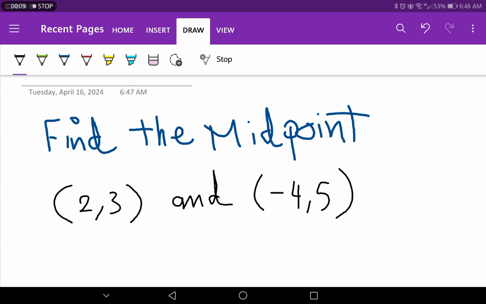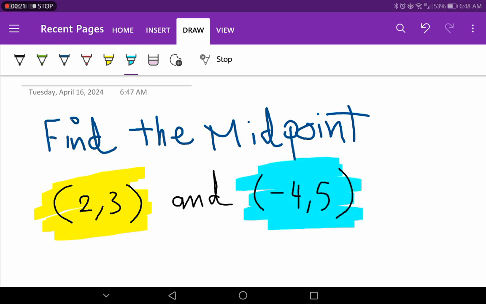Our mission today, my dear student, is to find the midpoint between 2 points. First of all, we have to know this is called an endpoint, and this is the second endpoint. The 2 points that I try to find the midpoint between are called endpoints. So this is an endpoint and this is an endpoint. I try to find the middle point, the coordinates of the middle point between those. So how can we find it?